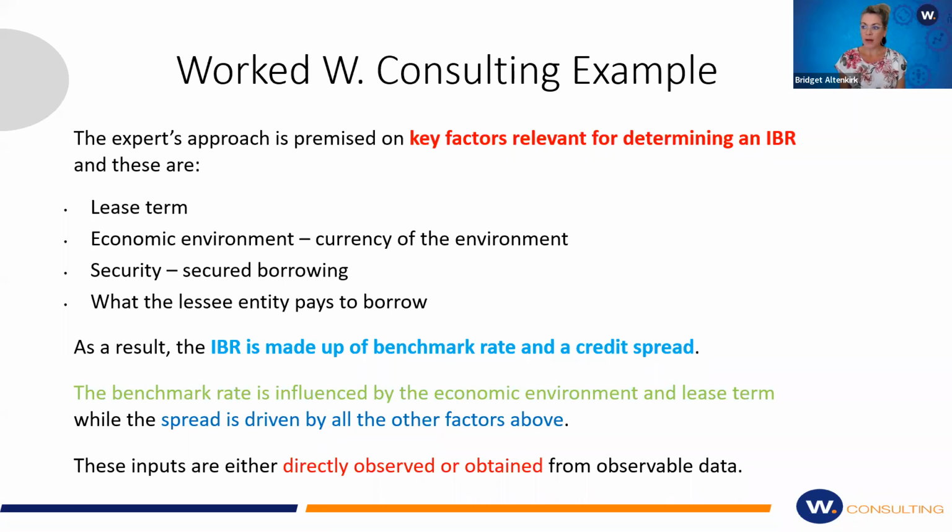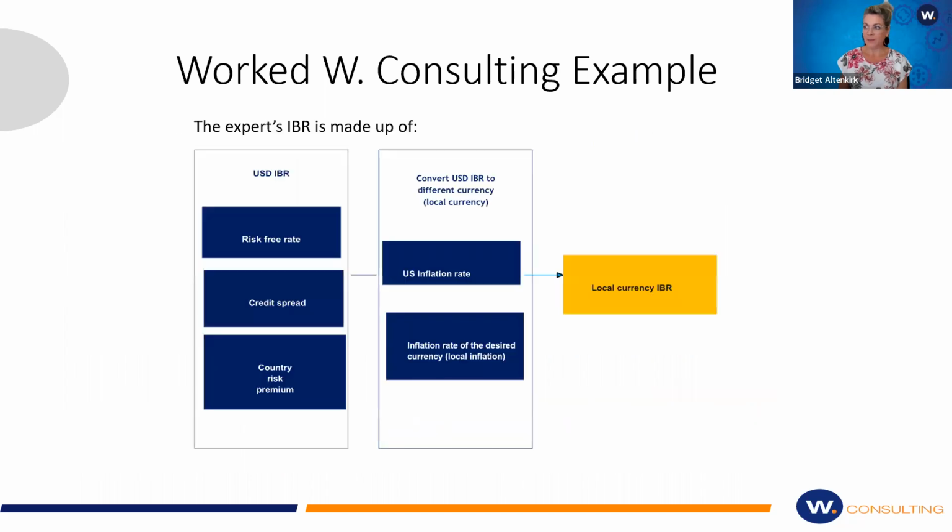Because the incremental borrowing rate is said to be made up of a benchmark rate, i.e. you will start with a rate, and then certain adjustments need to be made to it, which we refer to as being the credit spread. The benchmark rate is influenced by the economic environment and the lease term, and the spread is then driven by the other factors. So you will see that the benchmark rate, i.e. the starting point, is going to be a rate taking into account the currency and the economic environment, as well as the duration of the borrowing. Then there would need to be adjustments over and above made to that benchmark rate.